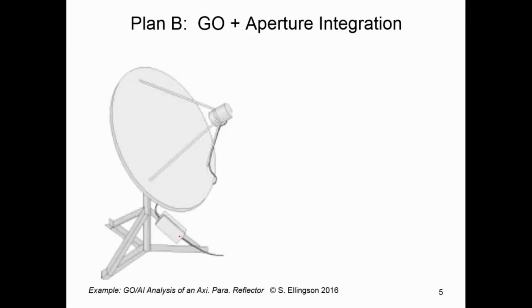Plan B, and the approach we will actually use, is GO plus aperture integration. The idea is this. We have the feed right here. We know from geometrical optics how the scattering from the reflector should work. At each point in the reflector, we'll have an incident ray and a reflected ray, and we know, because this is an axisymmetric paraboloidal reflector, that all those reflected rays are traveling in the same direction.